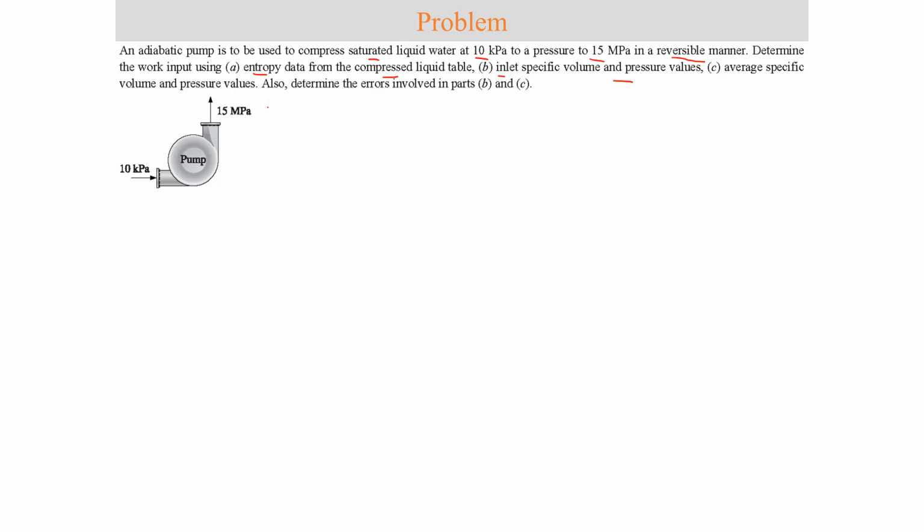So basically, this problem is asking for you to find the work input for an adiabatic reversible pump, which basically means isentropic pump. So with the schematic there already done, we can go ahead and draw some assumptions.